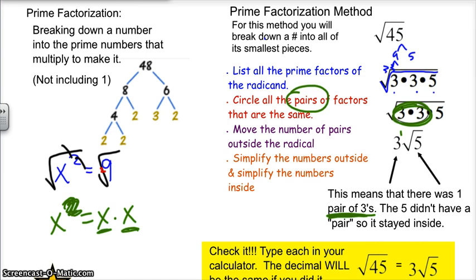Think about way back to preschool or kindergarten. You had to have the buddy system, like, hey, can I go to the bathroom? Sure, but you need to grab a buddy. This 3 has a buddy. It's identical buddy. So they can leave the square root, they can leave the classroom, and the 5 is stuck inside because he doesn't have a friend.